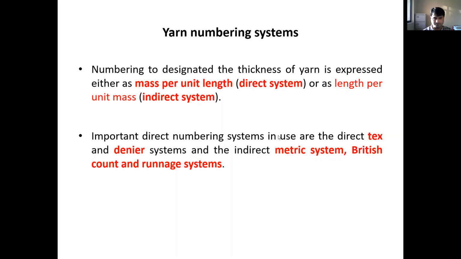So in direct system, there are the tex and linear systems, in which we can specify the netting twines or netting yarn. In indirect system, we have the metric system, British system, and Ranish system. Three systems are there in case of indirect. Whereas in direct system, most commonly we use tex and linear to specify the yarn.